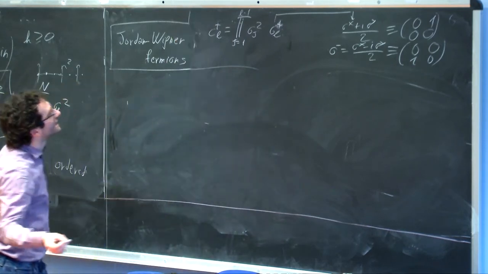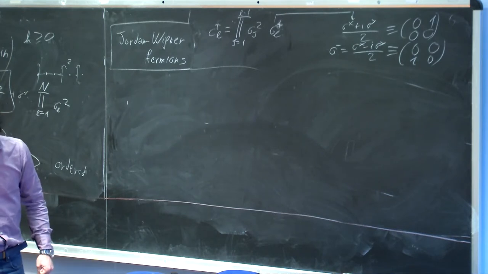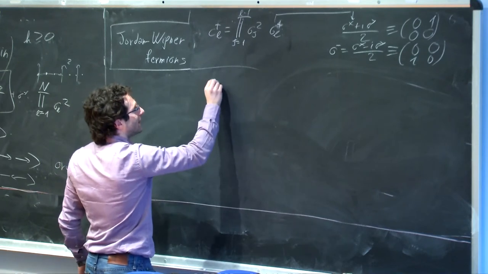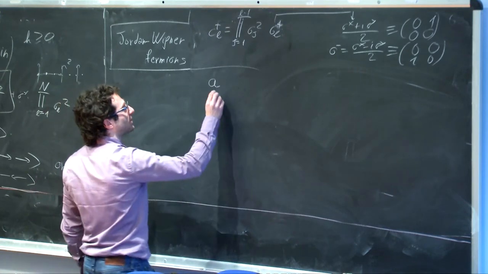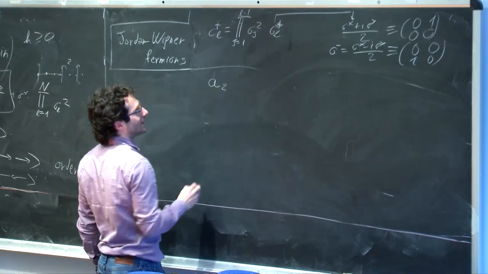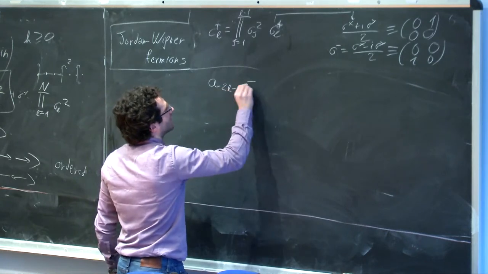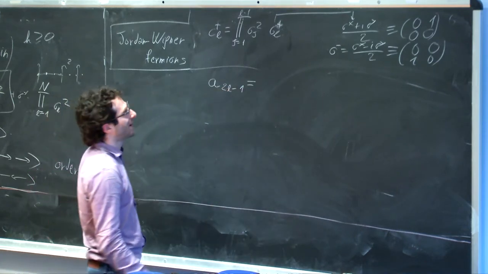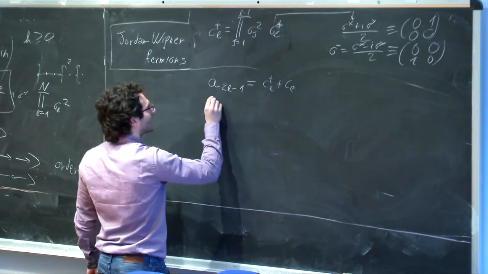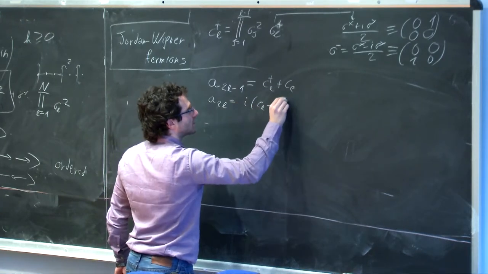Okay. But I want to introduce other operators just because it's convenient, not because I want to bore you with other notation. Let's introduce this operator, which we call A, like before, in the harmonic chain, and we define this operator in this way: A_{2L-1} is equal to C†_L plus C_L, and A_{2L} is i(C_L minus C†_L).